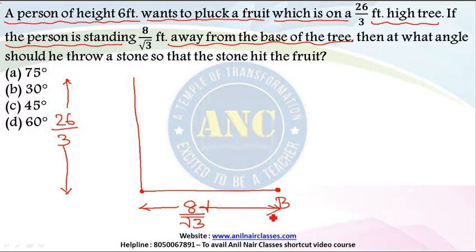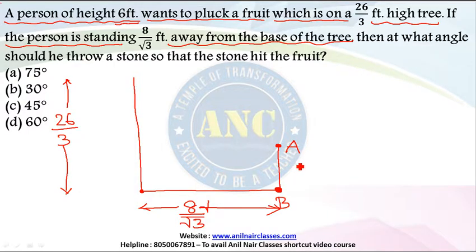Then at what angle should he throw a stone so that the stone will hit the fruit? Now see here, this is where the person is standing. Because he is standing at this point, this is the foot of the person, or the base of the person. Foot of the person is B, but it is said that the person has a height of 6 feet. That means the person's head is this point, which I will call A. The top of the person or the head of the person is at point A.